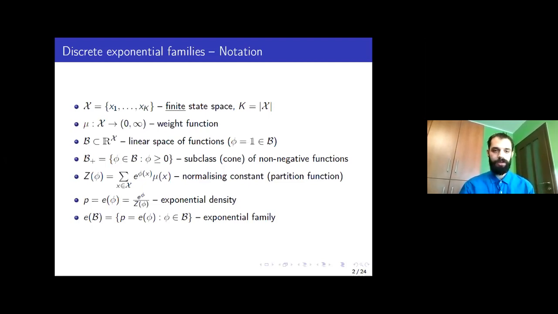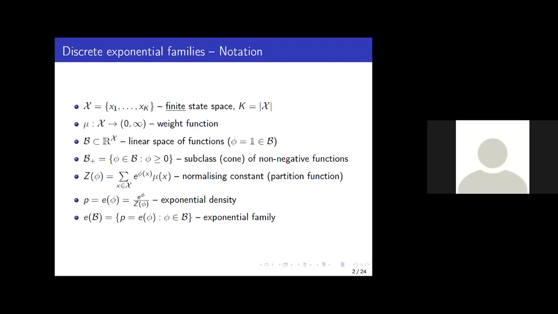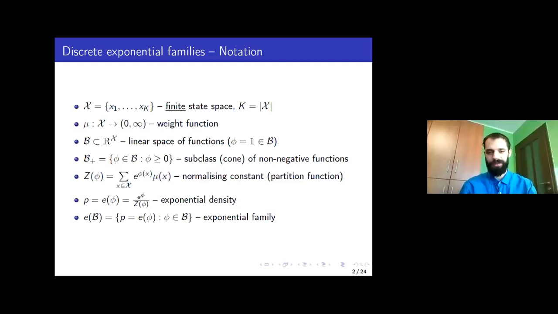And here we also consider the linear space of functions. This space of functions is a subspace of the space of all real-valued functions on X, with one condition which we require: the constant function equal to one belongs to our space. Very often we consider the subclass of this linear space, the cone of non-negative functions. This can sometimes be interpreted as some subclass of probabilities, of course, weighted probabilities.